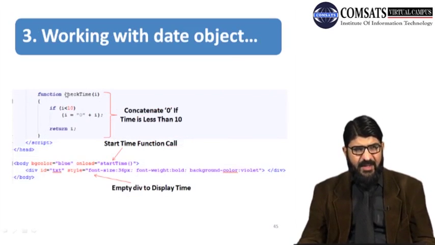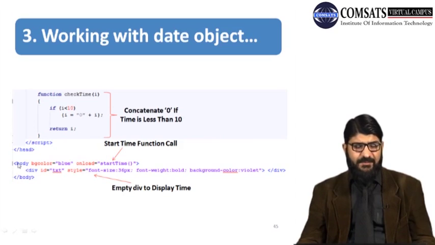The function will be checkTime, and it is assigned with parameter i, and it is checked that if i is less than 10, then concatenate the time i with increment in i value until it is less than 10, and return the value of i. The script is closed, the head tag is closed, the body tag is started with background color mentioned as blue.